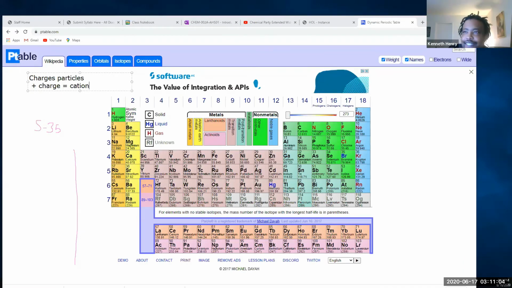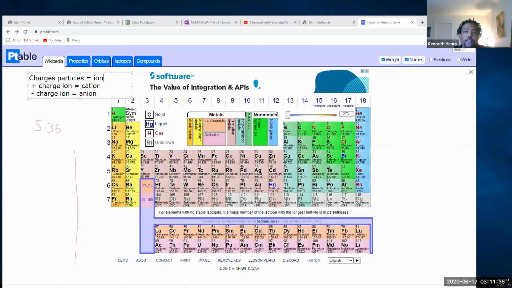Positive. Okay, and then we have a negatively charged ion, and those are called anions. Okay, piece of cake. So you have positive and negative, right?